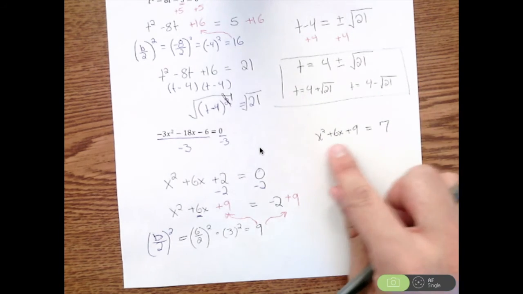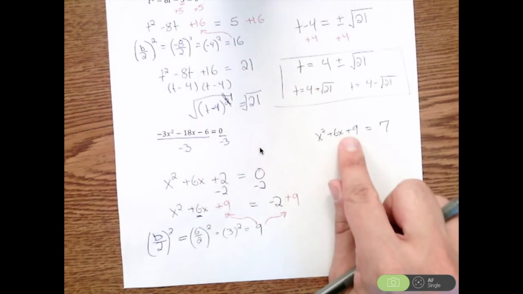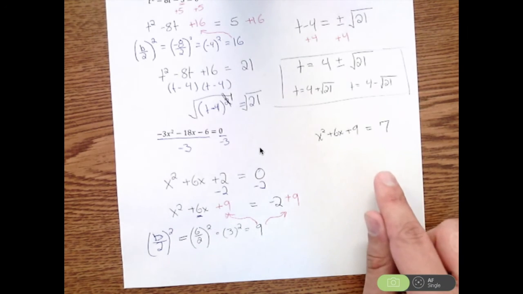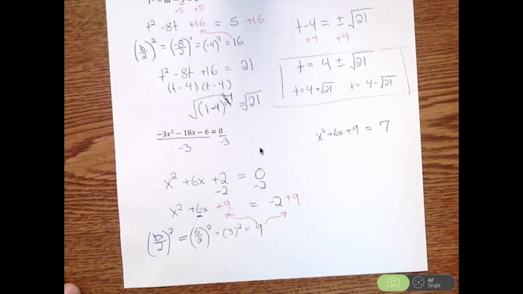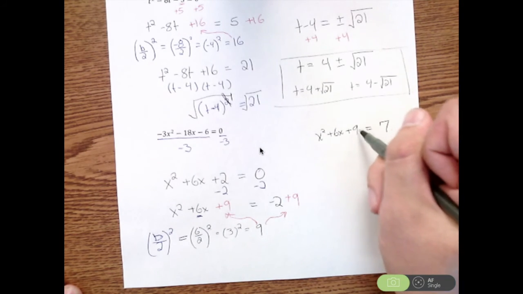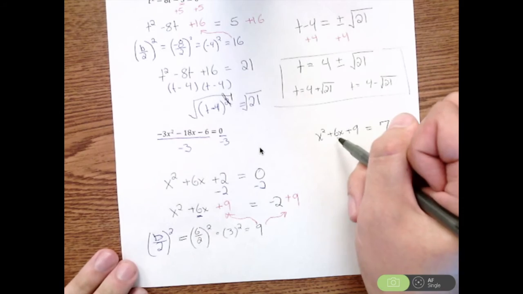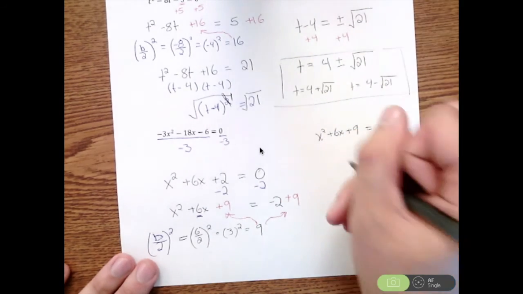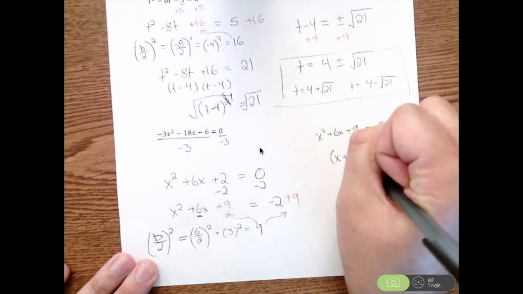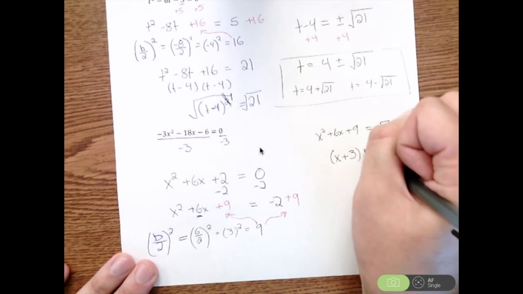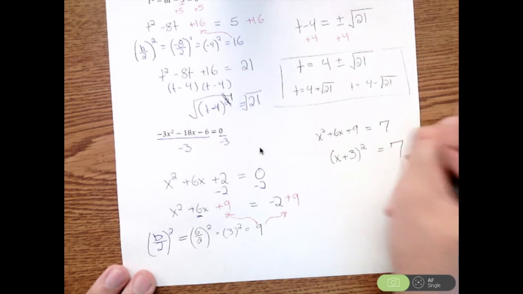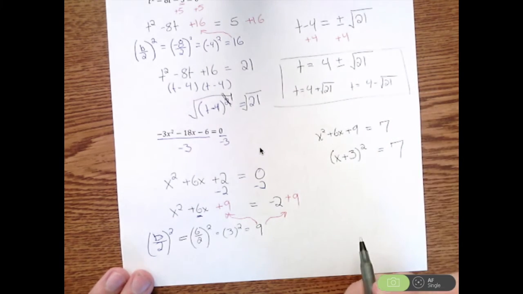So from here, I now just rewrote this so that I can actually factor it. So I need to factor x squared plus 6x plus 9. So I'm looking for two numbers that multiply to 9, but when I add them together, I get 6. So the numbers I'm looking for are positive 3 and positive 3, so I'm going to get x plus 3 squared equals 7. So x plus 3 squared is my factors there.